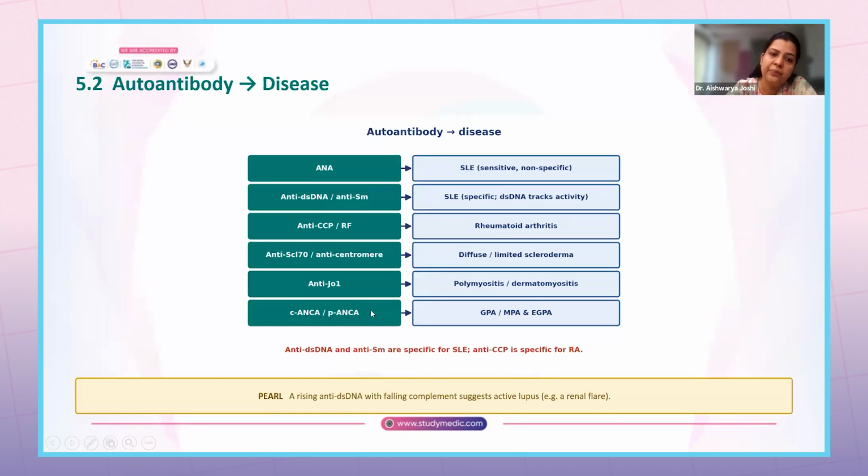ANCA, anti-dsDNA and anti-Sm are specific for SLE, anti-CCP is for RA. So when the clinical scenario is pointing towards RA, before choosing rheumatoid factor, you have to choose anti-CCP. A rising anti-dsDNA with falling complement indicates there is an active lupus and there could be a flare.